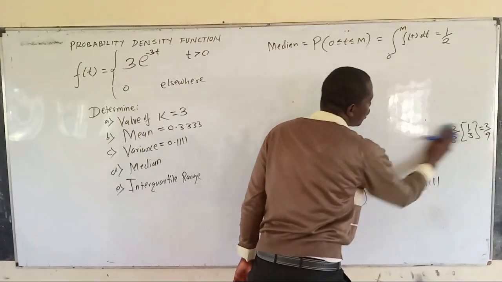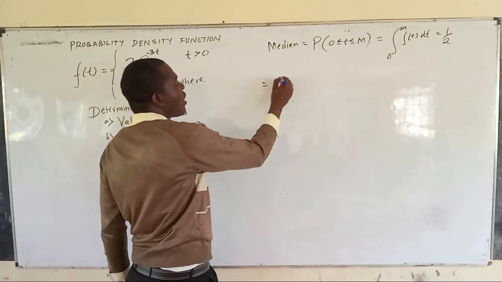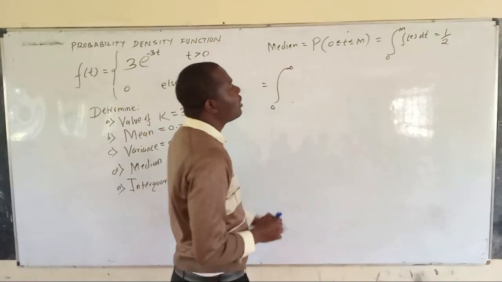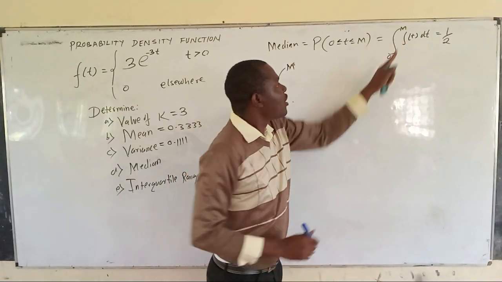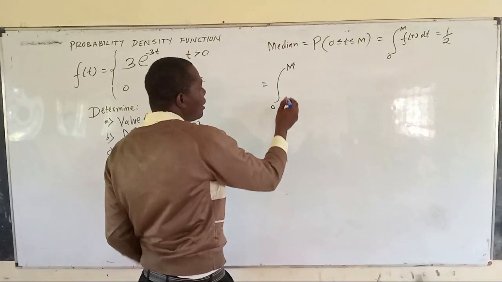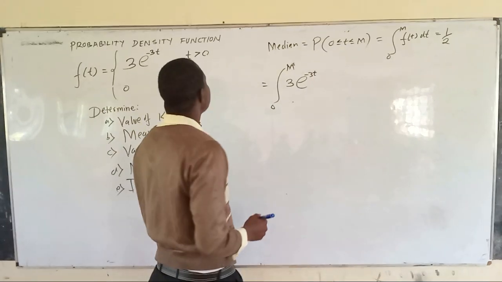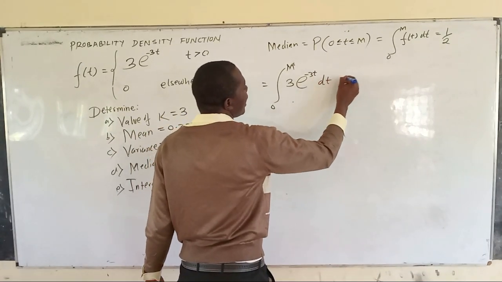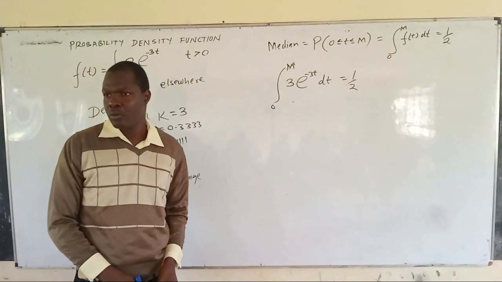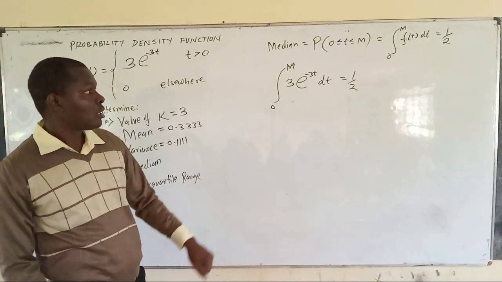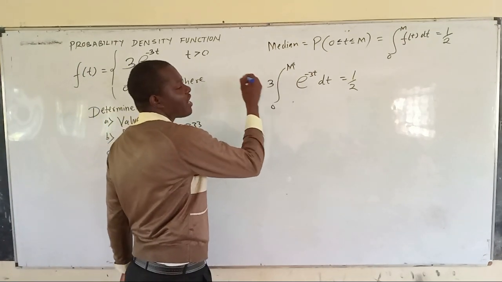When you do that integration, from 0 to infinity, 0 to median, if median is denoted by m, we have the integral from 0 to m of 3 exponential negative 3t dt, and that should be equal to a half. Remember, 3 is a constant. You can factorize a constant outside, isn't it?